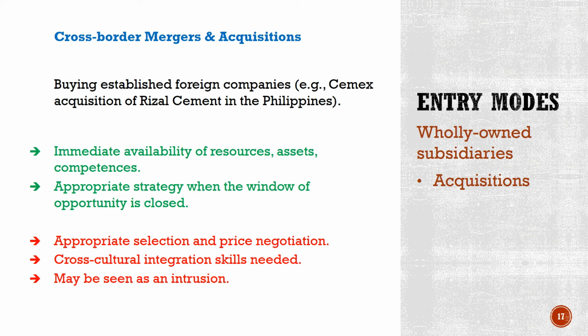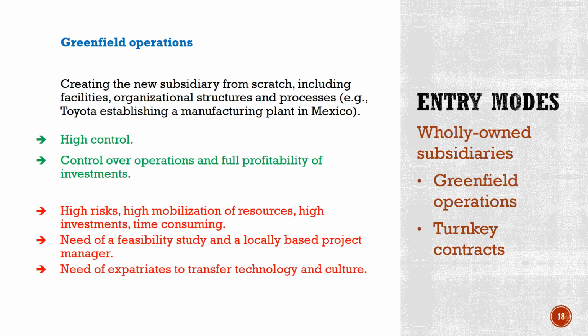A wholly owned subsidiary is established when the company in the foreign country is 100% owned by the parent company. Acquisitions imply buying the foreign company. It is a fast mode of entry, obtaining the resources and customers of the target company. However, the integration phase could be difficult to manage, especially when cultural differences are important. Greenfield operations are a kind of wholly owned subsidiary in which the new company in the foreign country is created from zero. It allows a greater control and profitability, but risks are also higher.